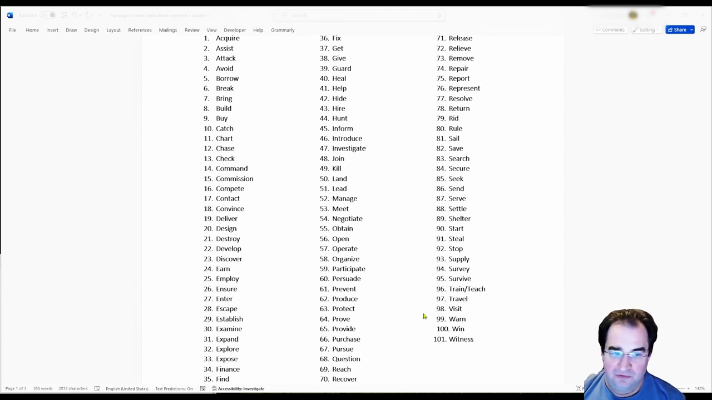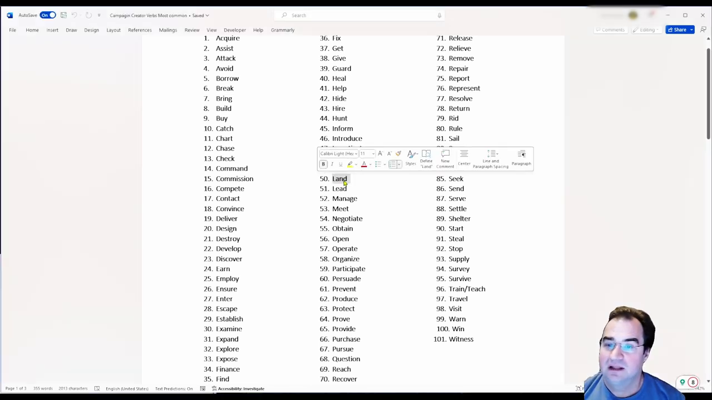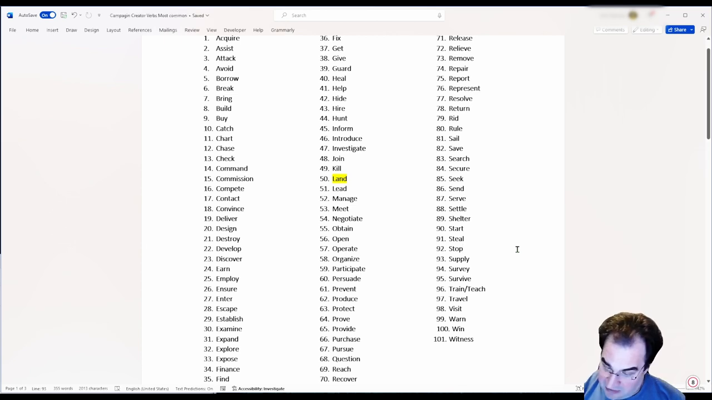How do I come up with a campaign idea? Right here, I have 2 10-sided dice. So let's roll and see what we get. First number is 50, land. My second number is 79. My third number is 98, visit. And my fourth number is 40. The 4 verbs that I have rolled for are heal, land, rid, and visit.